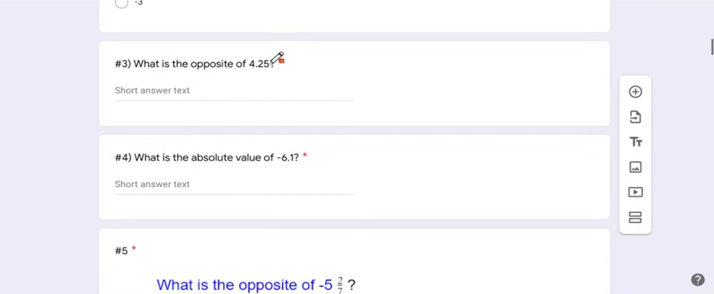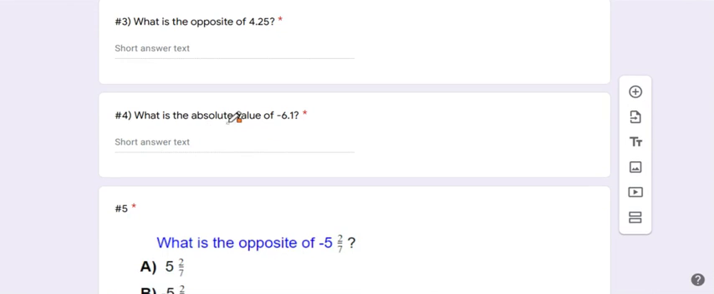Number 3, the opposite of 4.25. Remember, if you want the opposite of a number, you're essentially changing its sign. So the opposite of a positive number would be a negative number, and the opposite of a negative number would be a positive number. And number 4, you're asked about absolute value.